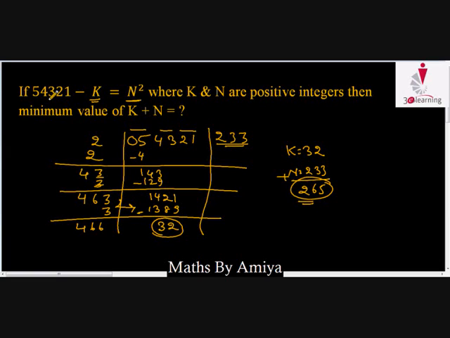If the question is 54321 plus k, then what is the value of k? For the addition, we have 466 plus 1, which is 467, minus 32, which is equal to 435. So if we have to add, then we have to add 435. Then for this plus question, k becomes 435 and n becomes 233 plus 1, so n becomes 234, and we'll solve k plus n again.